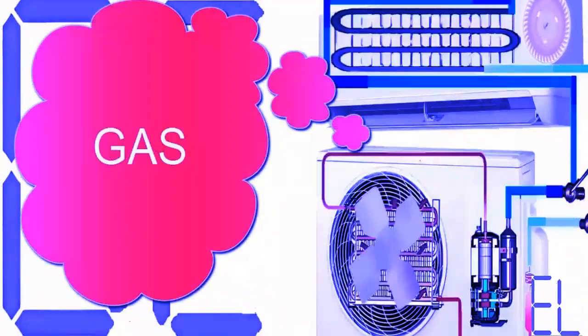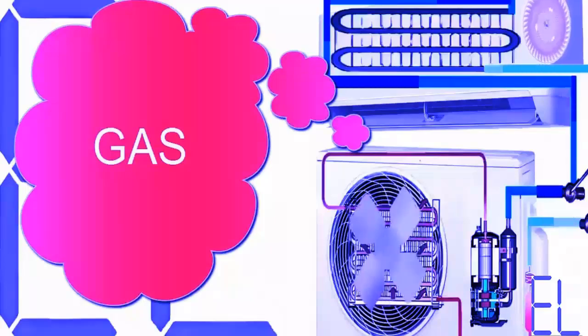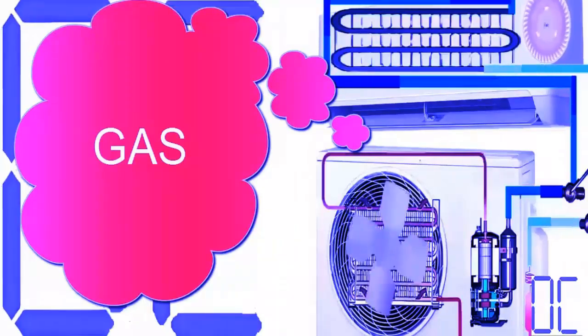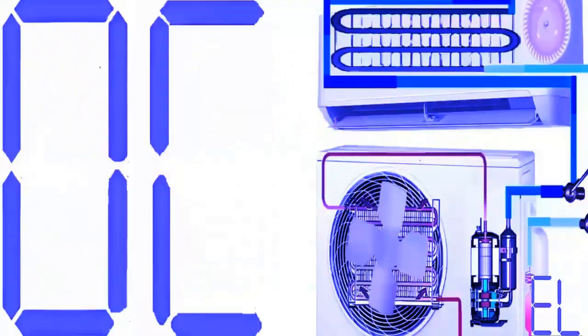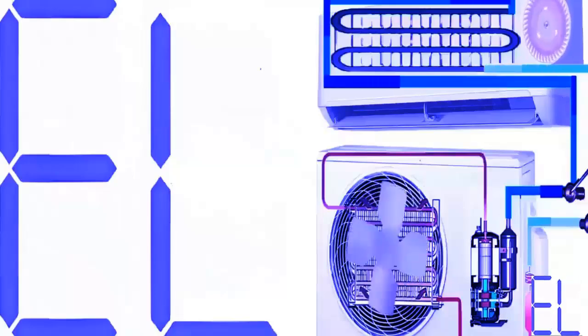Let's start by saying that the EL0C code is triggered when the unit's control strategy detects a potential refrigerant gas leak. However, as we will see, this code may also be activated by other factors. For many models, the control strategy to detect a refrigerant gas leak is based on comparing the values recorded by temperature sensors, especially the sensor located on the indoor unit's coil.